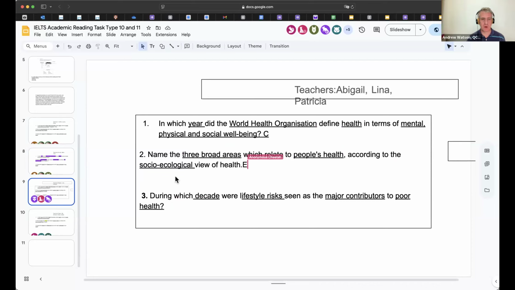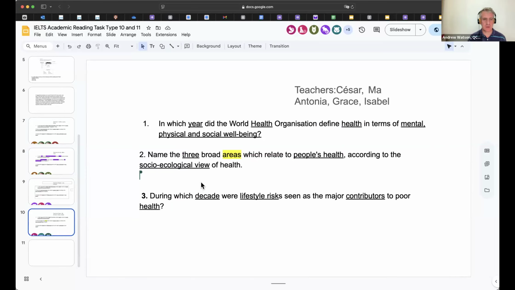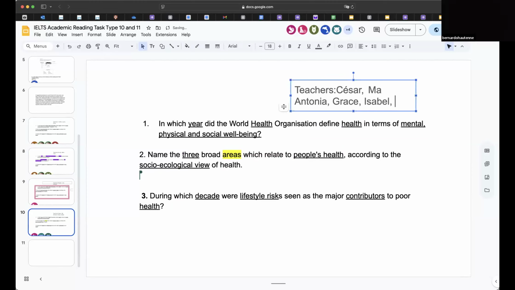And so, as a welcome to Bernardo. I hadn't noticed Bernardo joining us. So finally, Cesar, Maria Antonia, Isabel, Grace, and Bernardo. Hi, sorry, I got in the meeting a bit late.